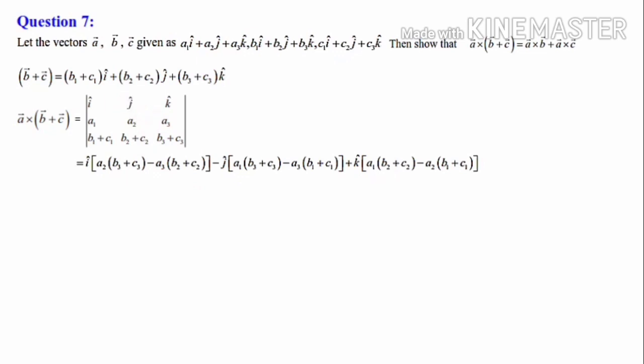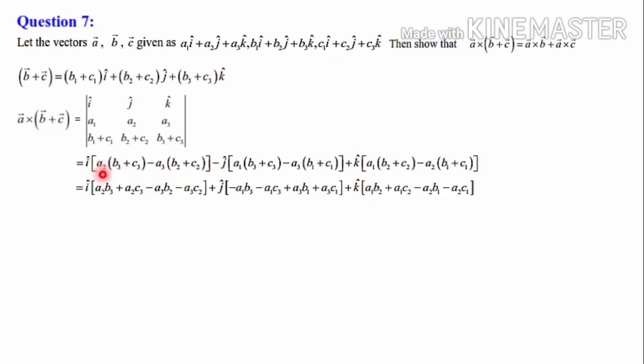Minus j cap into that row and column is gone, a1 into b3 plus c3 minus a3 into b1 plus c1, it's here, plus k cap into that row and column is gone, a1 into b2 plus c2, that is here, minus a2 into b1 plus c1. Then here a little bit of expansion we can do inside the brackets, just go for that.